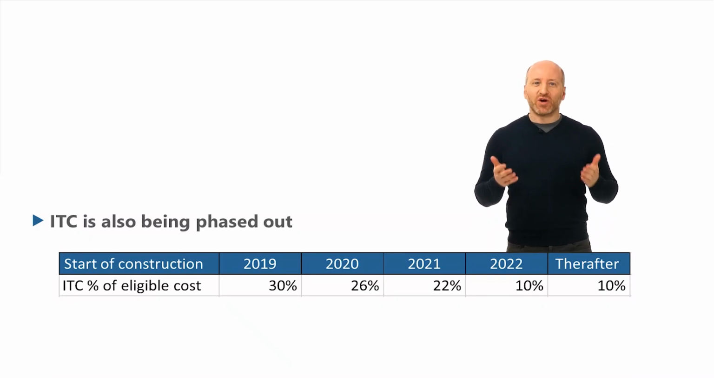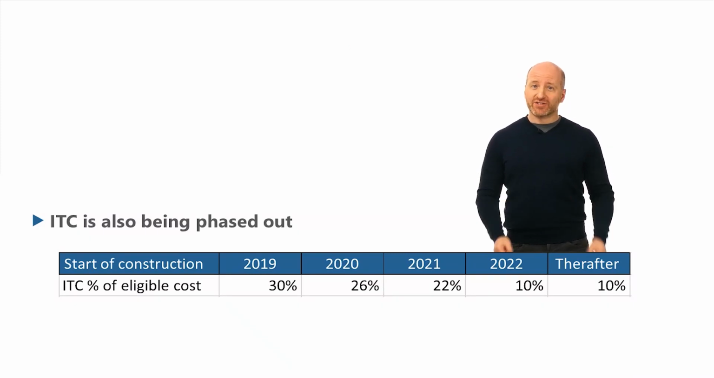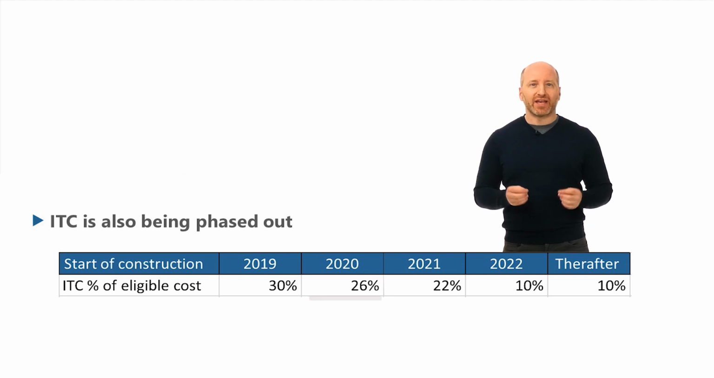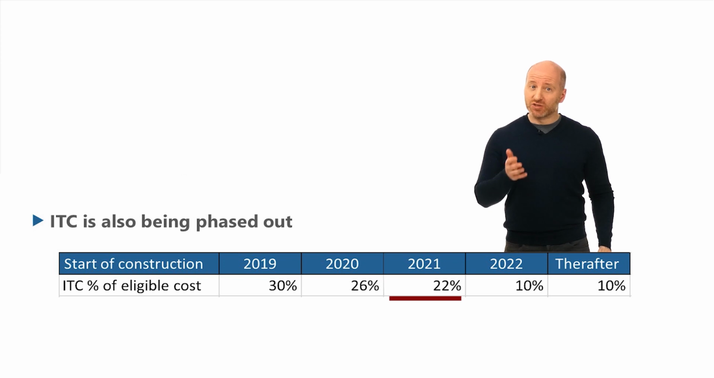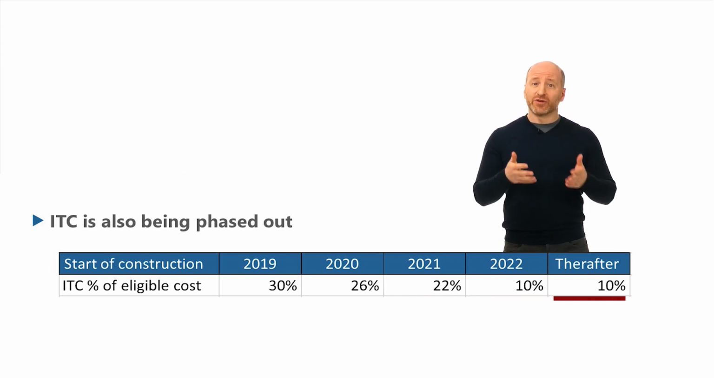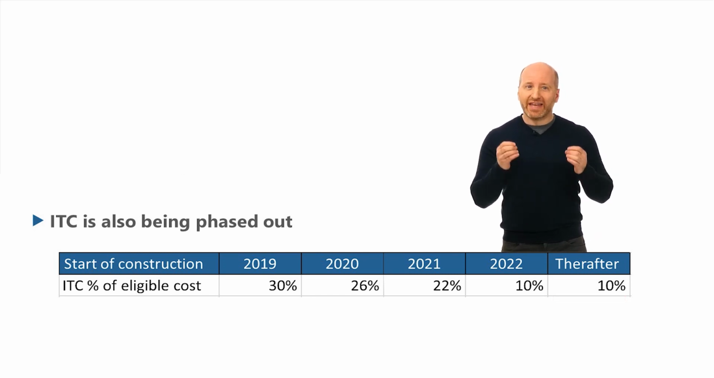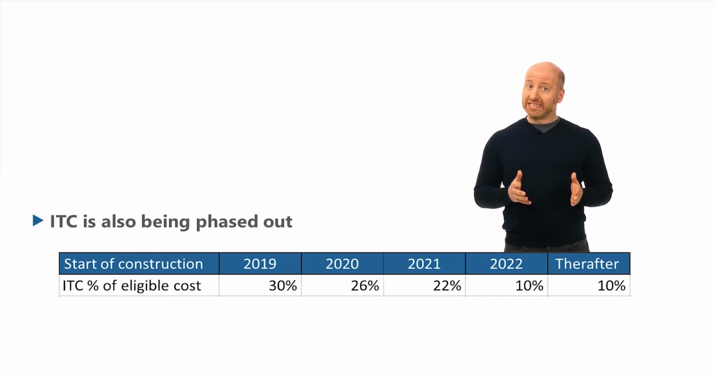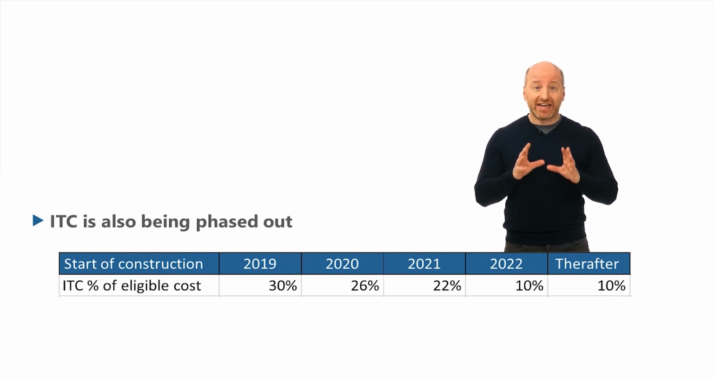The ITC is also scheduled to step down for projects that start construction after December 31st, 2019. For projects that start construction in 2020, they will get a 26% ITC. In 2021, they'll get a 22% ITC, and from 2022 and thereafter, the credit stays at 10%. Now, the ITC for solar isn't scheduled to fully phase out like the PTC for wind, and the ITC for solar was not affected by the 2019 tax extenders bill.